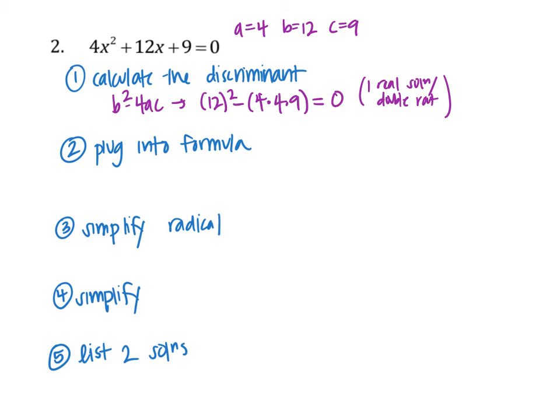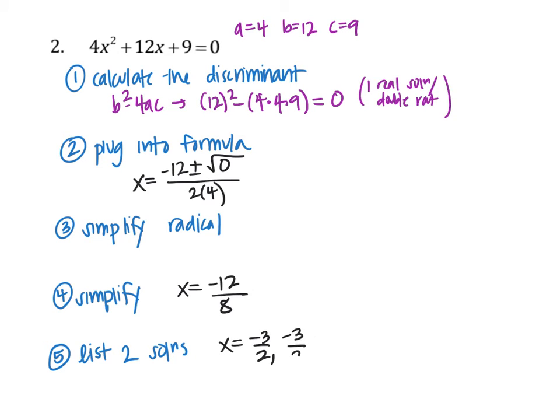Okay, so let's find that. So here we go. Plug into formula. X equals opposite of b plus or minus the square root of 0 all over 2a. Okay, so simplifying the radical, that's just 0, right? So we don't have to do anything there. So I'm going to skip that step, and we're going to get x equals negative 12 over 8. Okay, now we know it's a double root, and so when I say list two solutions, that means we're going to just list them twice.